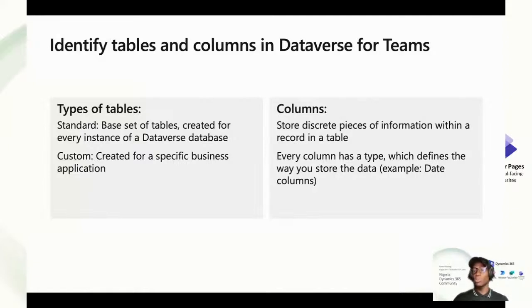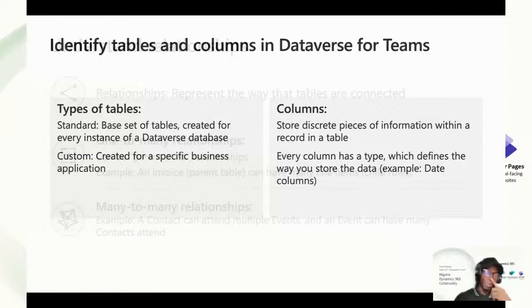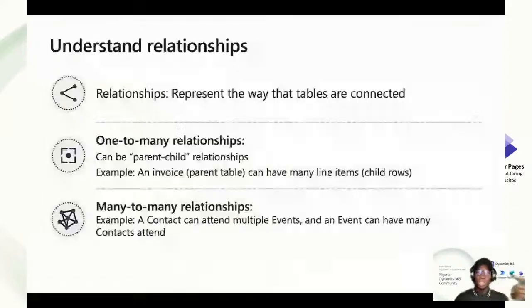You have different columns, which store discrete pieces of specific information within a record. You can have columns for the first name, the last name, the email, and the likes, and they have different data types. You have relationships between tables, like I said earlier. You have a one-to-many relationship, like a parent-child relationship. An invoice parent table can have many line items. And you have a many-to-many relationship as well.